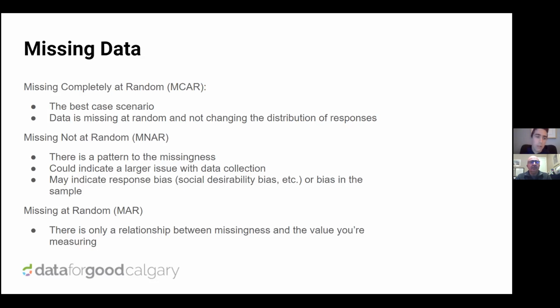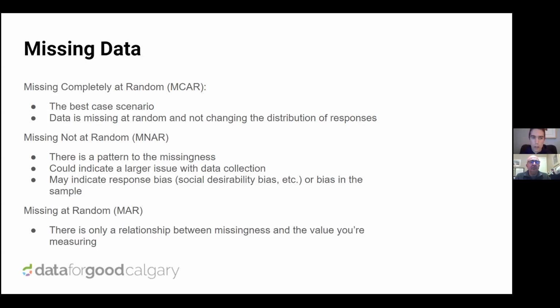On the flip side of that, you have missing not at random. In this case, there's a pattern to the missingness. This is a larger problem that, as the analyst, you're going to have a very hard time dealing with at this point, but it's something you want to look for when you're looking at survey data, because it could indicate a larger issue with the data collection process. Maybe someone phrased a question that was really sensitive. Say you asked someone if they'd committed a crime in the last week, and all the people that had committed crimes in the last week say no because they don't want you to find out. Then that would be a bad question.